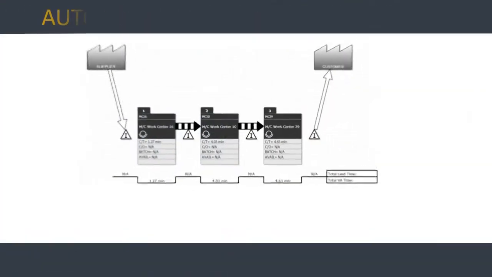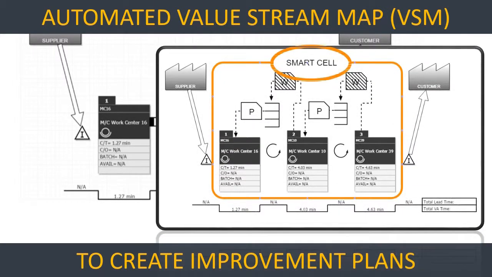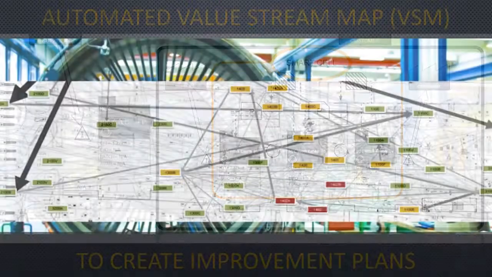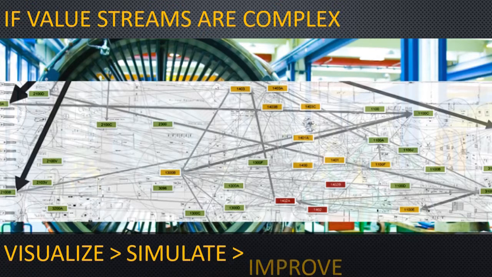And with the single click of a button, a value stream map can be created automatically for users to transform their what-if scenarios to improvement plans. If value streams are complex, visualize, simulate, and improve with Sgetti.